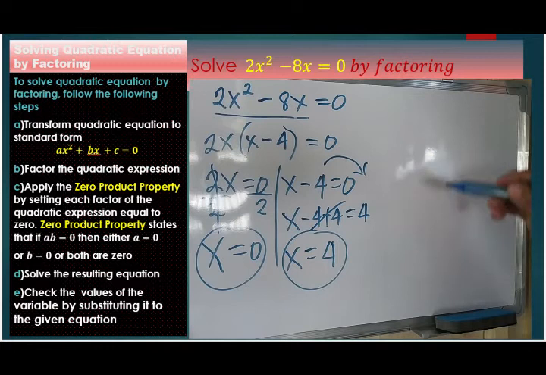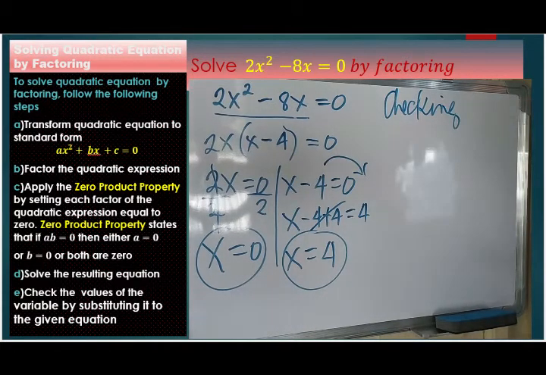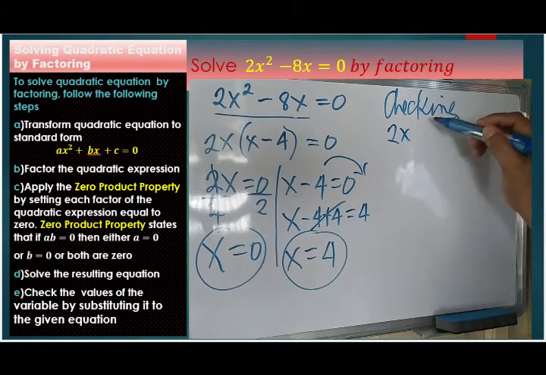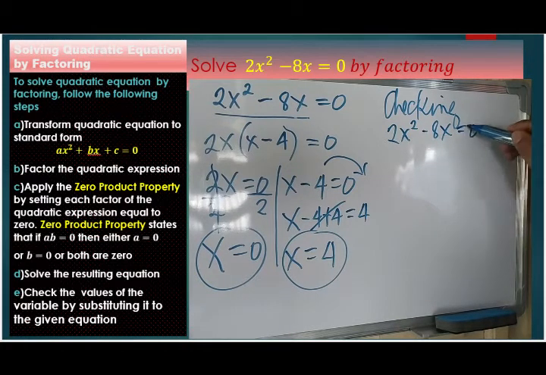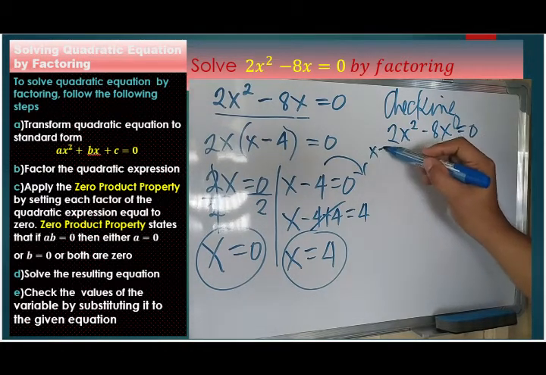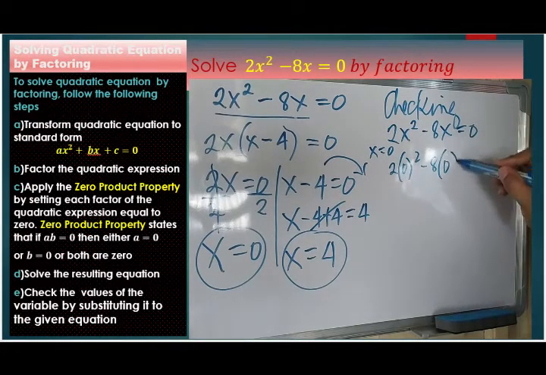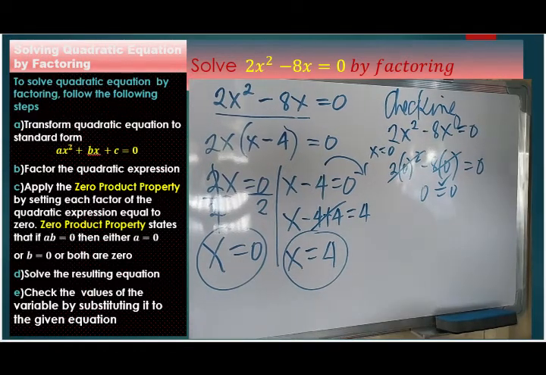Then after that, do the checking if the values of your variable are correct. So in checking, you write the original equation, 2x squared minus 8x is equal to 0. Let's say, for example, if x is 0, therefore you have 2 times 0 squared minus 8 times 0 is equal to 0. Meaning 0 is equal to 0. Meaning the value of x, which is 0, is correct.